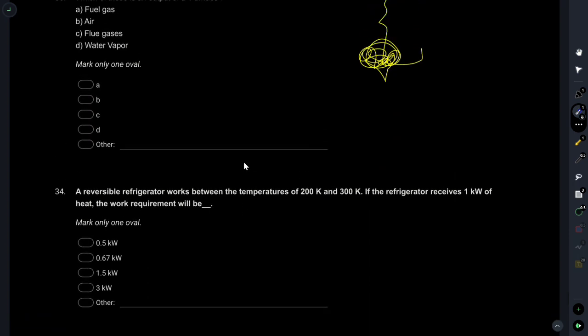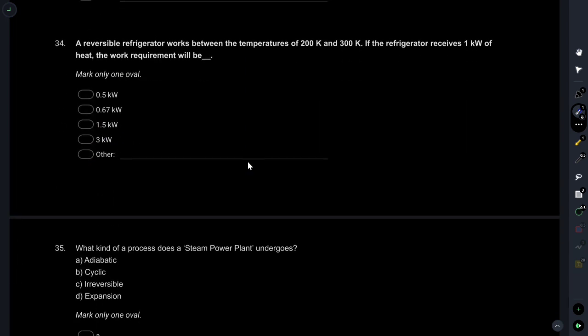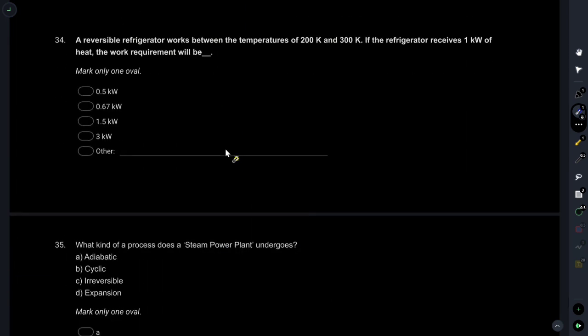Okay, now I think this question is repeated. A reversible refrigerator works between the same temperature range, and the refrigerator receives this amount of heat, that means it is taking this amount of heat. And what is the work requirement? Again this will be the correct answer, 0.5 kilowatt, right? So this is a repeated question.